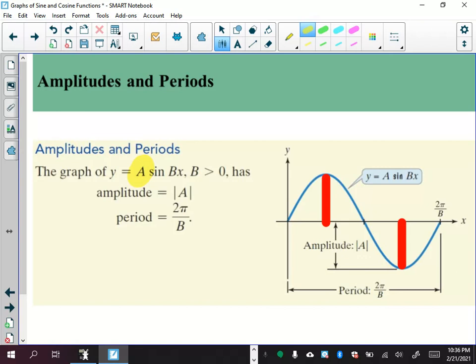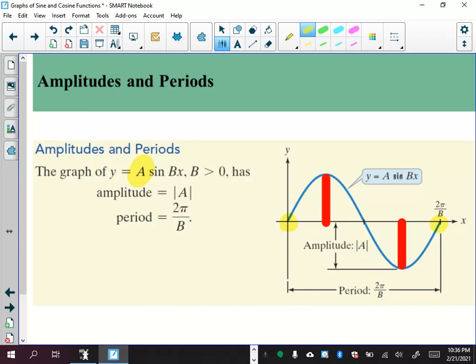The period is going to be 2 pi over b. So your b value is whatever is in front of the x. So if you've got sine of 6x, that b down here is going to be a 6. If you've got 1/2 x, that 1/2 is going to be down here at b. But it's always 2 pi over that b value. And that's going to give you how far it is from start to finish. So your one period, your one cycle. Okay? That's what we're looking for.